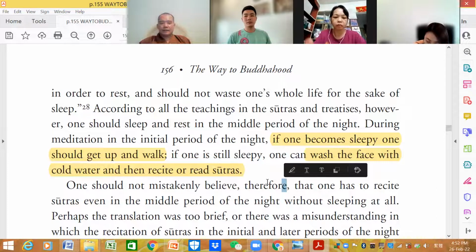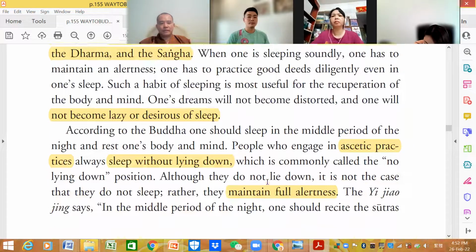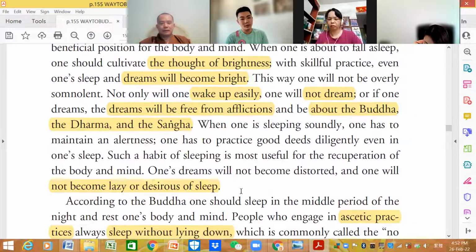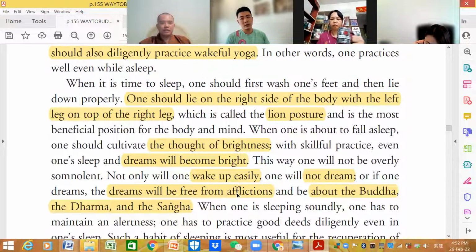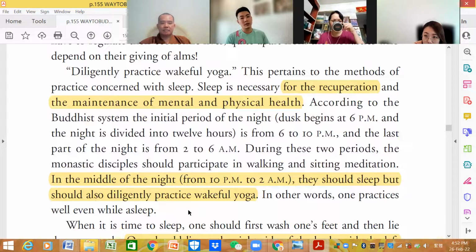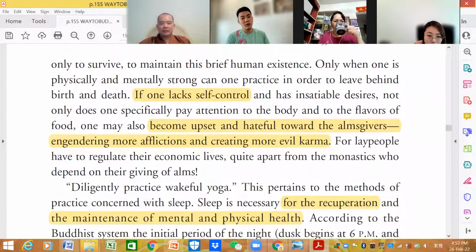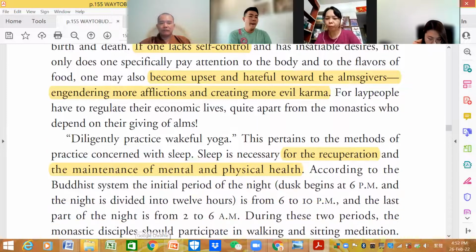Okay, class, take a look. Now we talk about yogic sleeping. If we translate in Mandarin, okay, let's take a look. For the time of wakeful yoga. What is the time for the wakeful yoga?